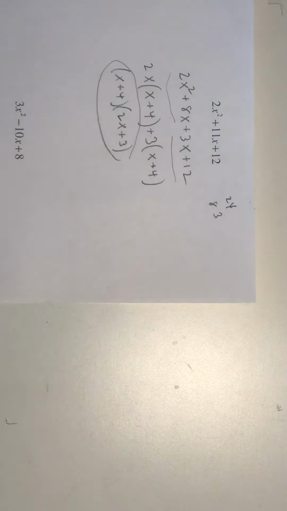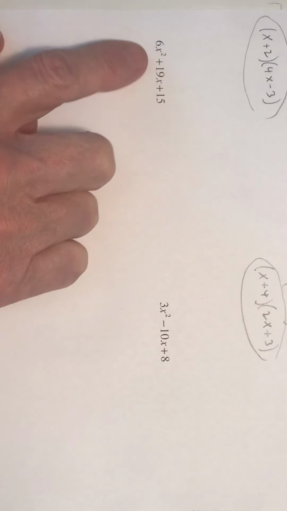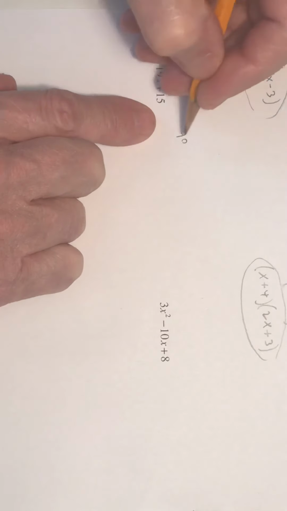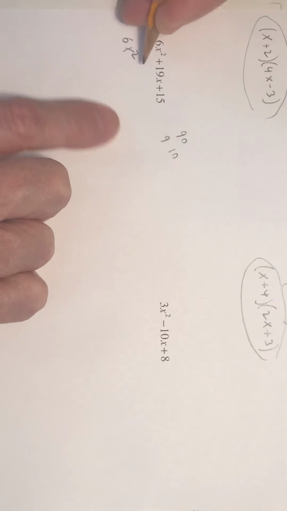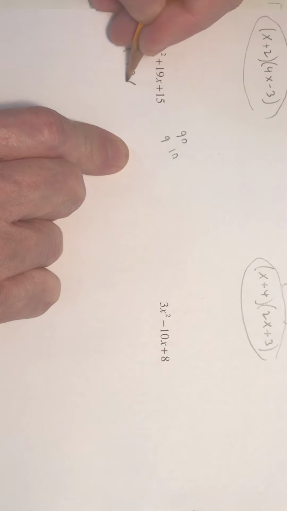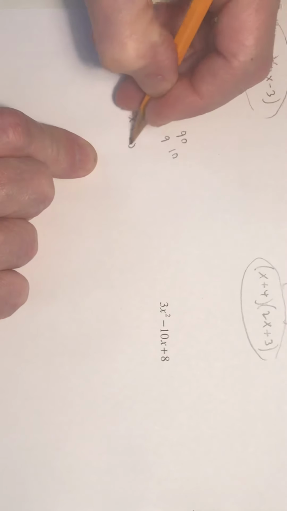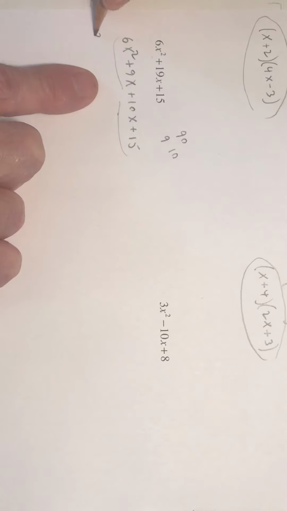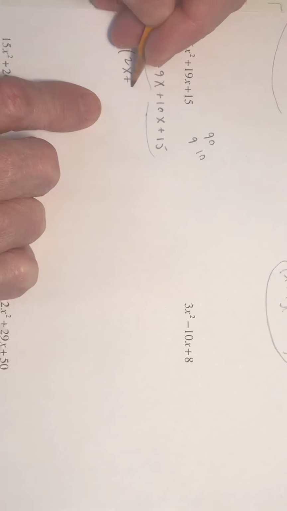Okay, ready to move on? 6 times 15 is 90. And this one's kind of handy. 9 and 10. 9 times 10, 9 plus 10. I'll write 6x squared plus 9x, then plus 10x, plus 15. Common factor here, 3x. 3x times 2x plus 3. Let me check that.